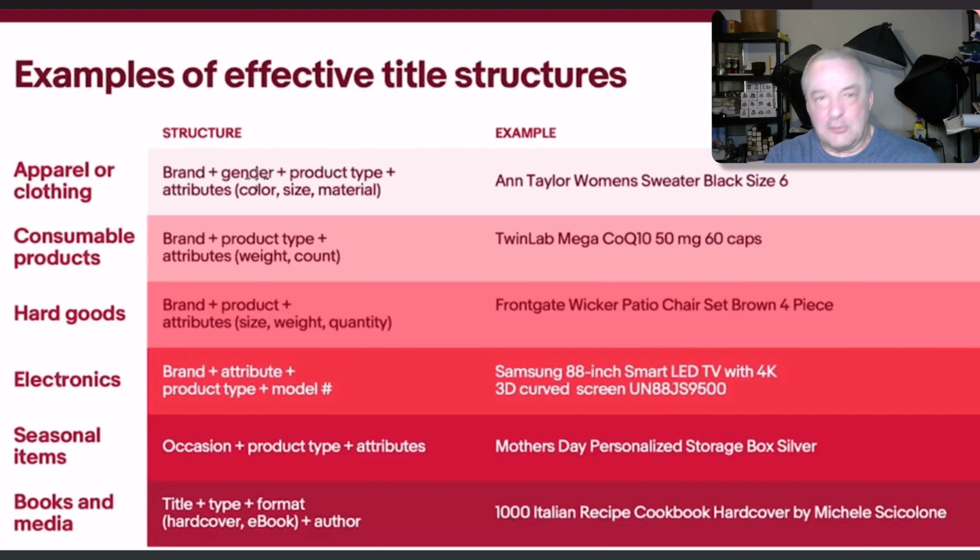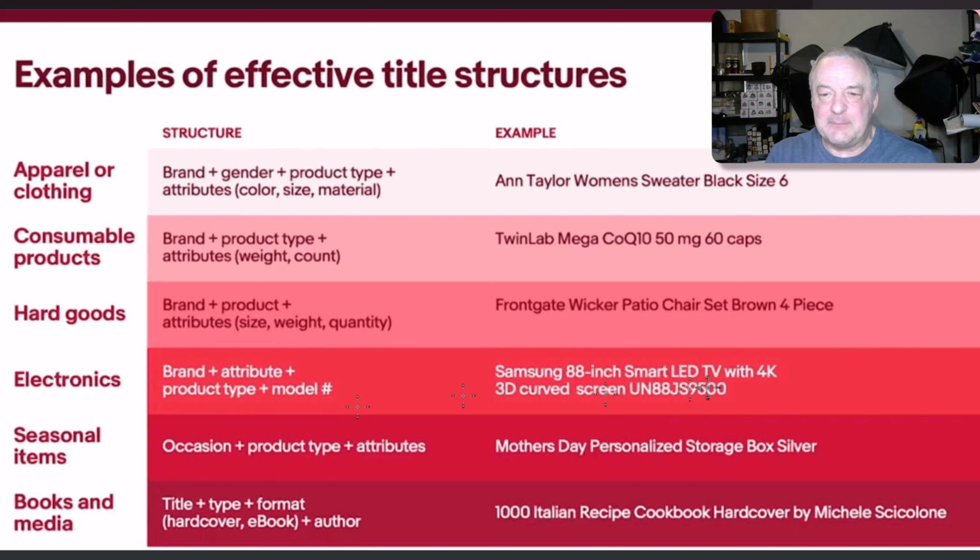You know, Michael Kors purse, you don't really have to put a gender there, but Nike shoes, Nike men's shoes, okay? So in that case, the gender is important. Electronics: brand, attribute, product type, and model number. They're saying put the model number last. I would have put it earlier. eBay says they want the model number towards the end.